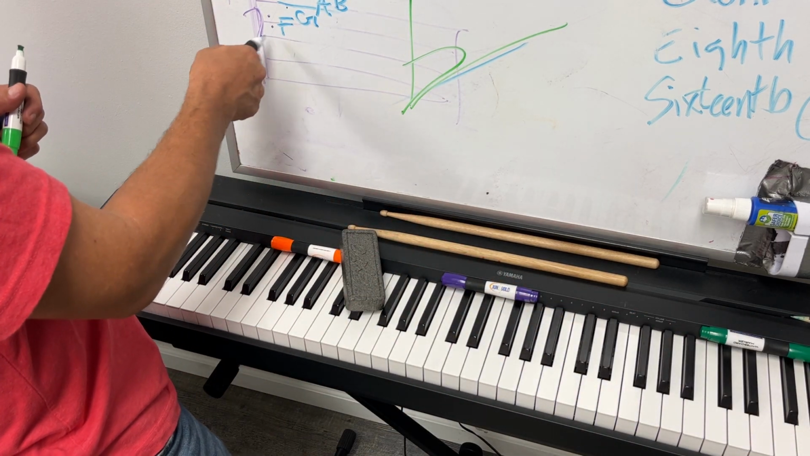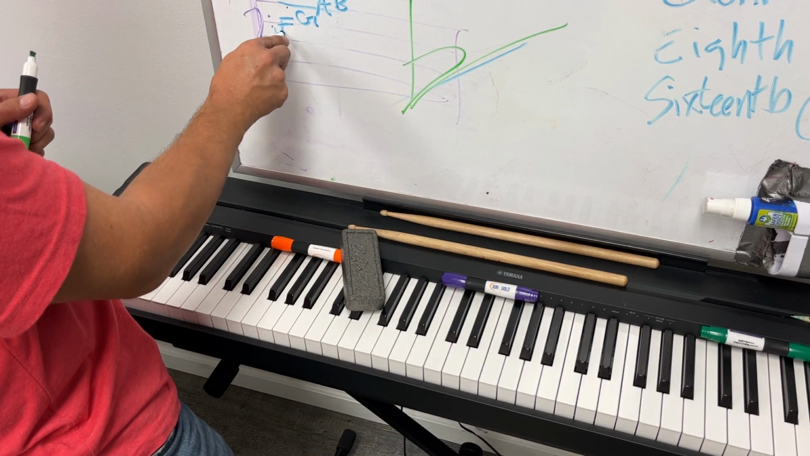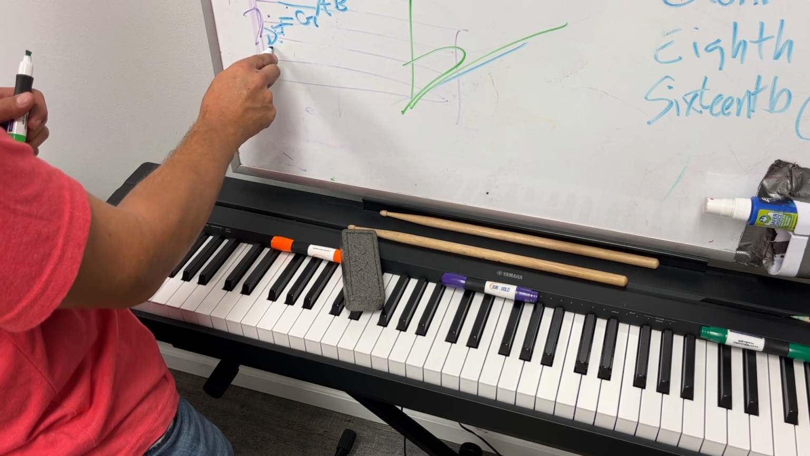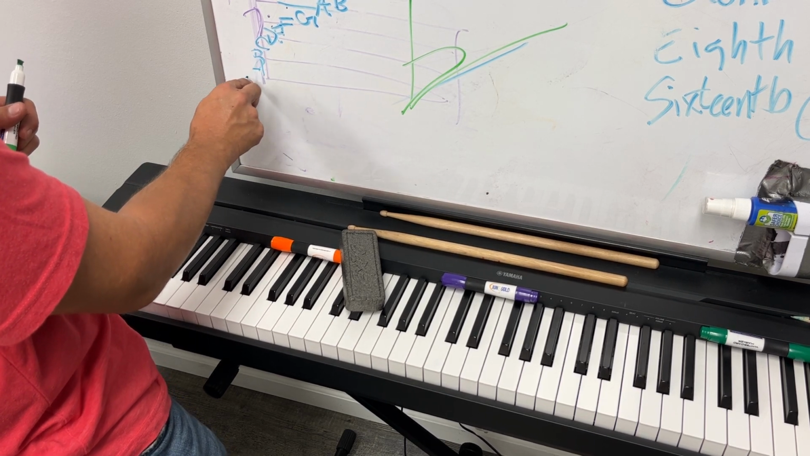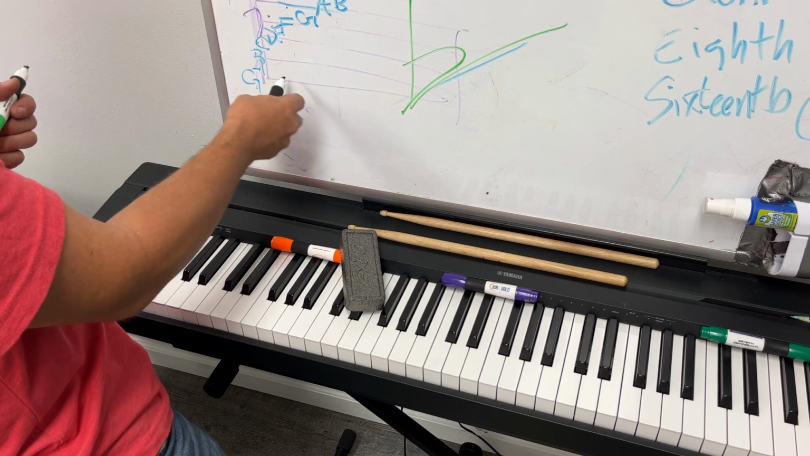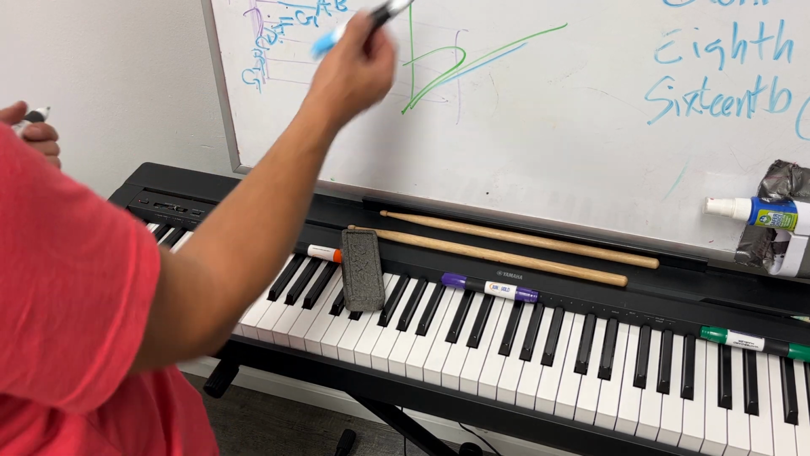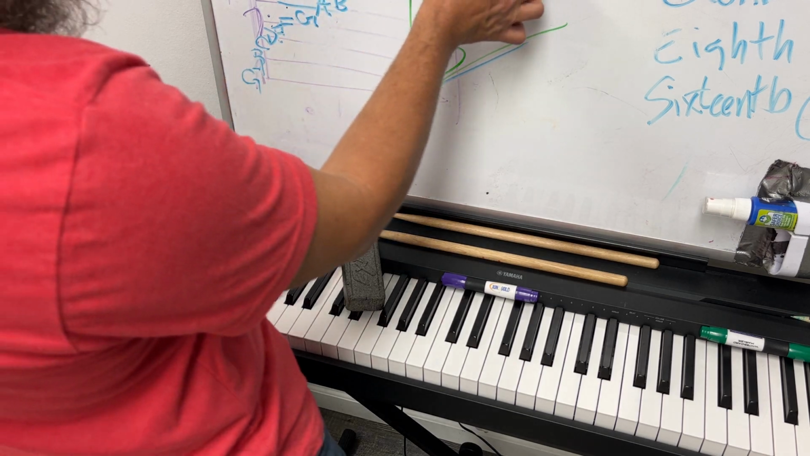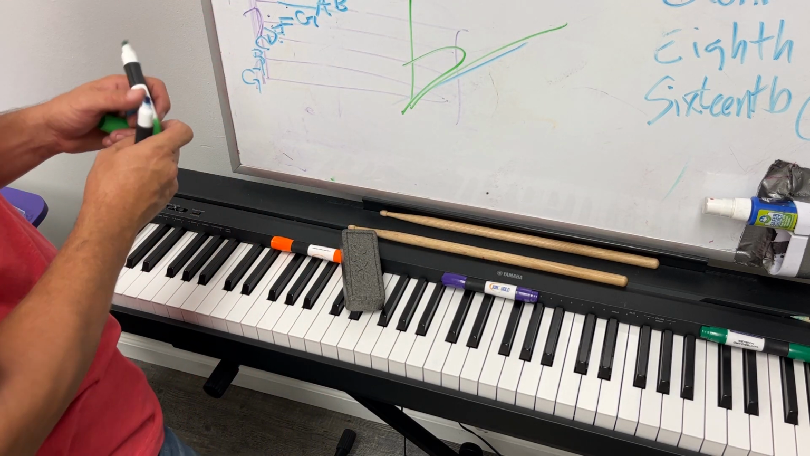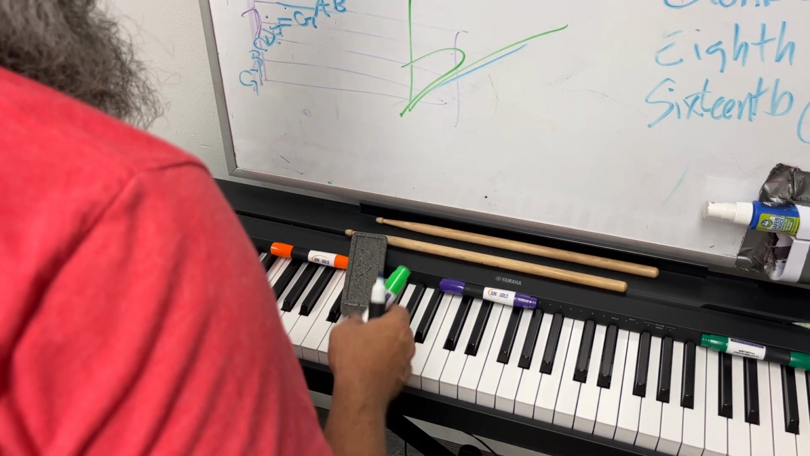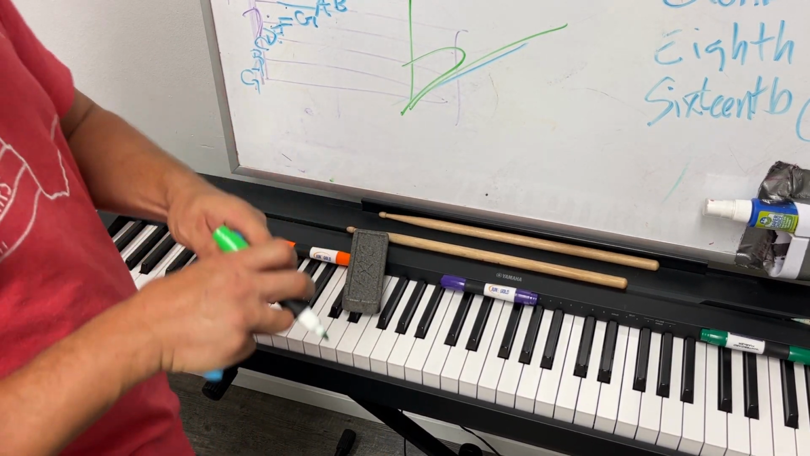So all these notes going back down the other way: E, D, C, B, A, G. G being the bottom line of the bass clef, and then A being the top line. On the treble clef, we would have E, and then it goes all the way up to the top line, which is F.